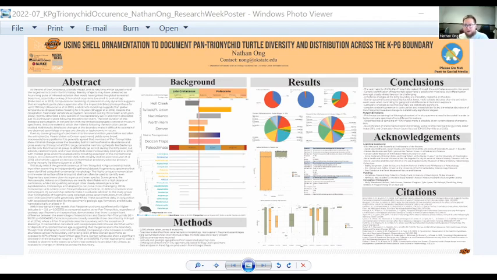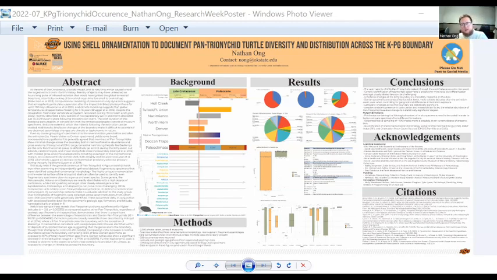This started out as preliminary data, but has since ballooned into a full-blown occurrence-based study and probably worth its own chapter. The name of the project is using shell ornamentation to document Pan-Trionychid turtle diversity and distribution across the KPG boundary.